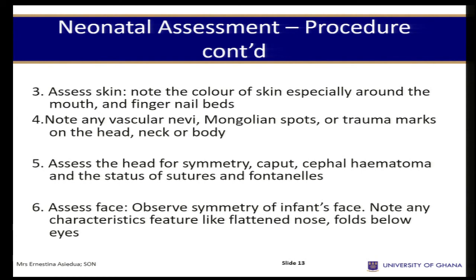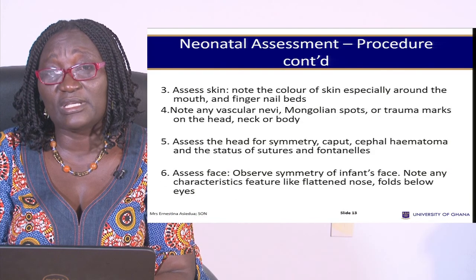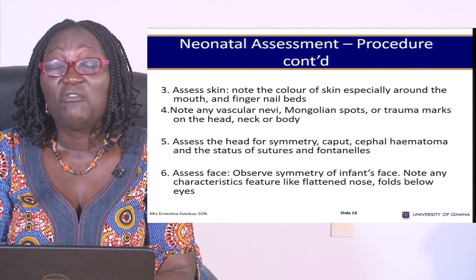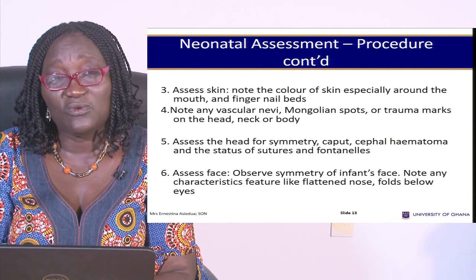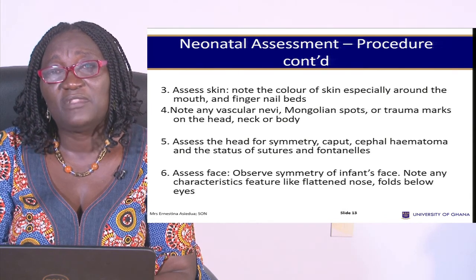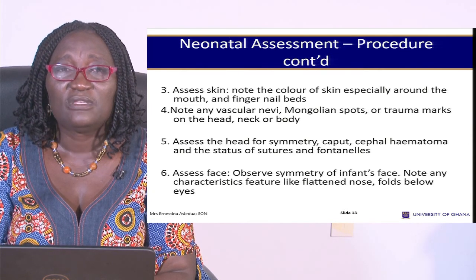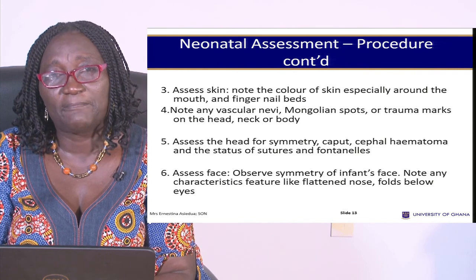You note any vascular nevi, you note Mongolian spots or trauma marks on the head, the neck, or the body, especially if it is an assisted delivery or cesarean section, sometimes, or forceps delivery or vacuum extraction. As you look at the skin, you may find if there was some trauma on the baby. Just looking at the skin, you may find this trauma.